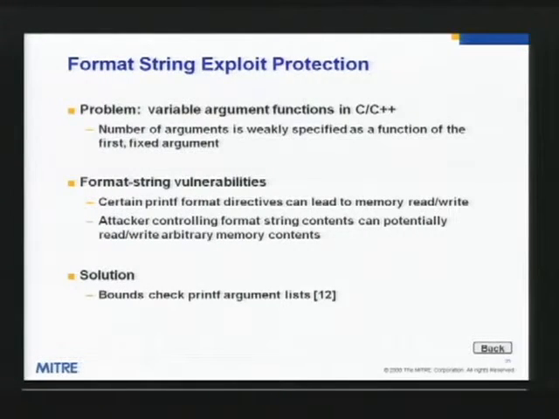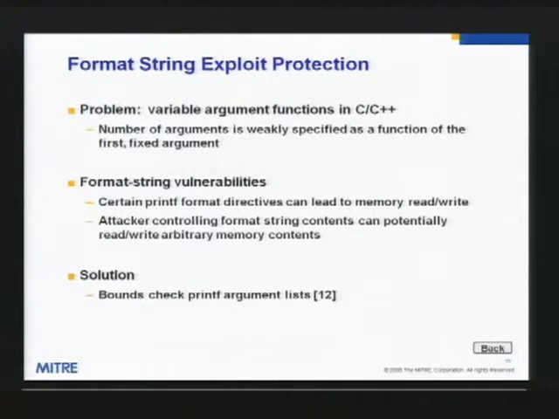So for defending against format string attacks, like I mentioned, it's a bounds checking error on the arguments to things like printf that have variable length arguments. The function ends up reading a certain number of arguments based on the contents of the first argument. So if an attacker can control the input to that first argument, they can control how far up and down the stack that function ends up reading.